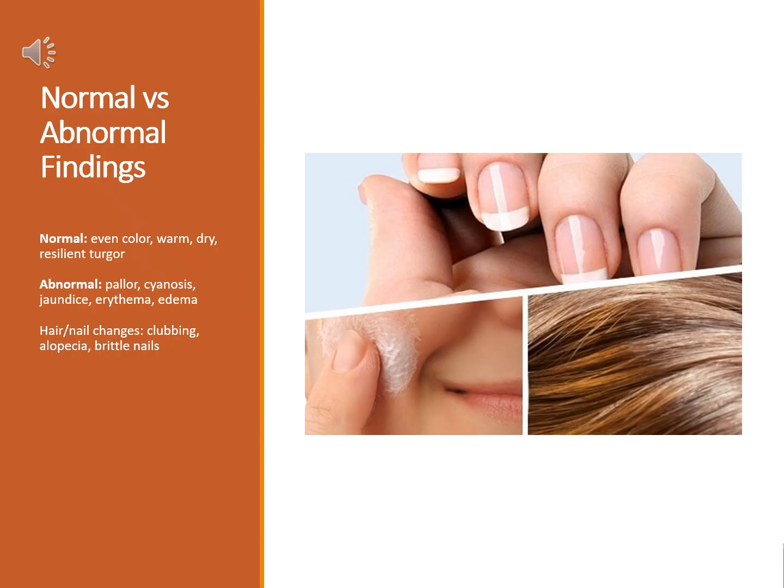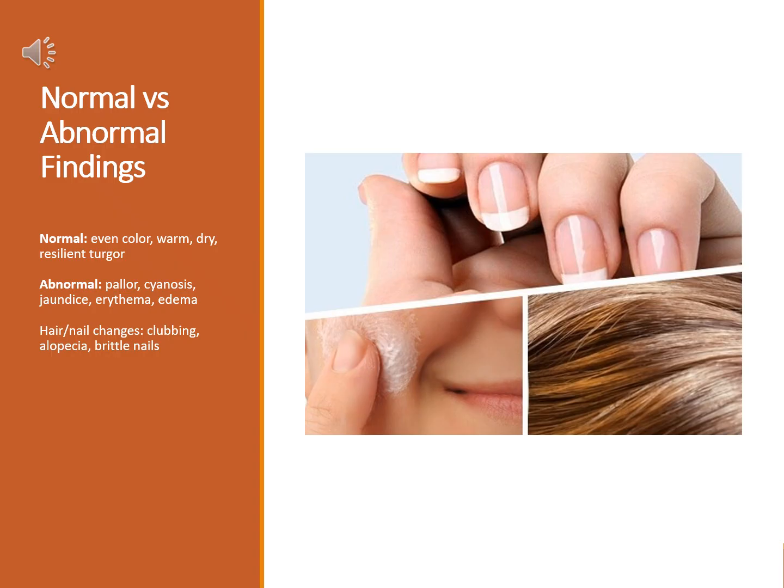Abnormal findings that we might see would be things like pallor, that lack of blood flow. This can indicate anemia or shock. Cyanosis, which is that blue or graying color, can indicate hypoxia. Jaundice, which is that yellowing color, indicates liver dysfunction. Erythema, which is a redness that can occur. This can be related to inflammation or infection.